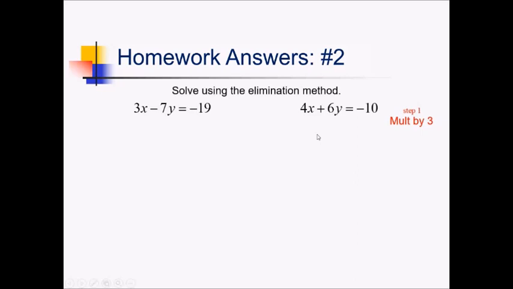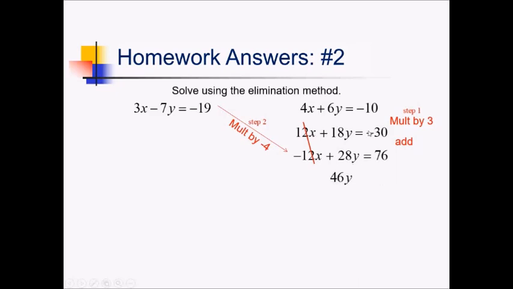This one we're going to have 12x plus 18y equals -30. And if I multiply this other equation now by -4, because I want to get the x's to cancel, that's going to be -12x, which is why we did that, plus 28y equals, and this is a little bit tricky, -4 times -19, that's positive 76. Now if I add those equations together, my x's cancel, so I only have one variable left over. 18y and 28y is going to be 46y. And then -30 and 76 is conveniently just 46. So then we get y equals 1.